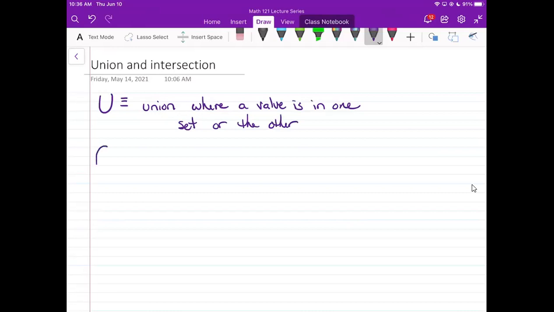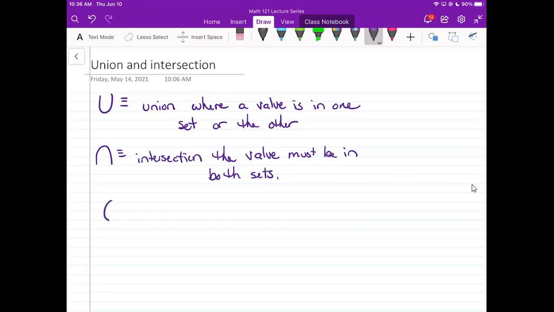In contrast, an upside down U is what we call an intersection. And in this case, for a value to be in the intersection, the value must be in both sets. As we discussed before when trying to translate into interval notation, in order to determine these unions and intersections, it's very important to begin with that number line.